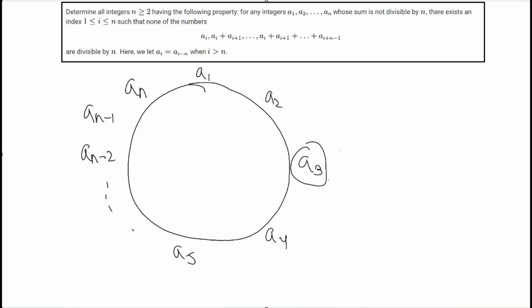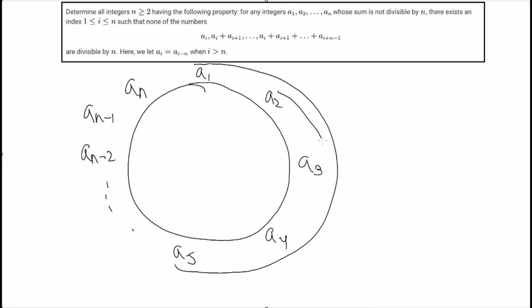So what if the problem statement was false? Then what would happen? Well, then for every single one of these points on the circle, there exists some index that makes the sum equal to 0 mod n. In other words, it's divisible by n. So from a1, we could go all the way to suppose a5 and get that it is 0 mod n. And from a2, we could go all the way to a3 only, and a3, we could just pick a3 itself if we wanted to, and a4 could go all the way to a6. You get the idea.